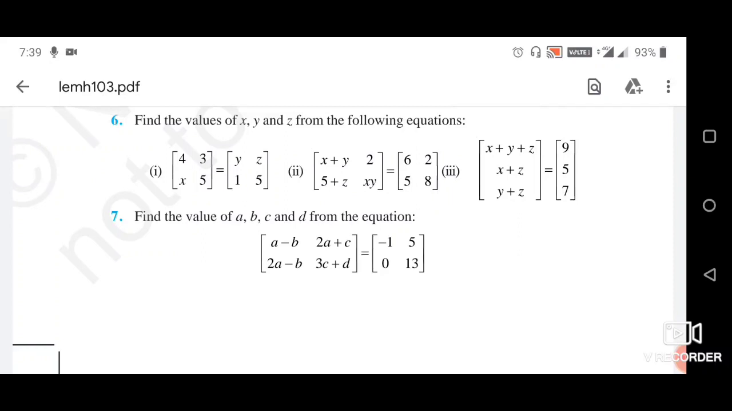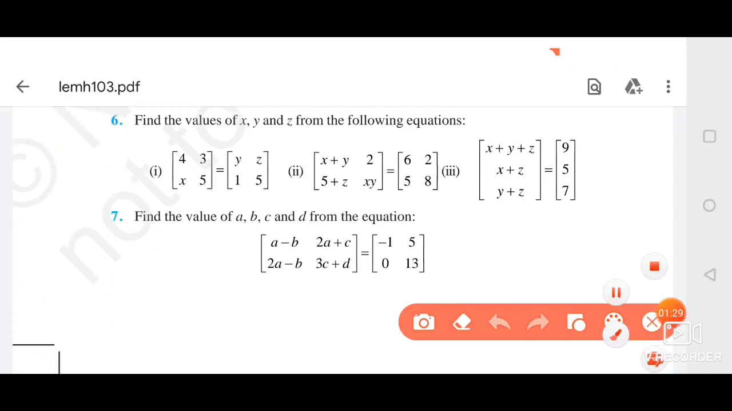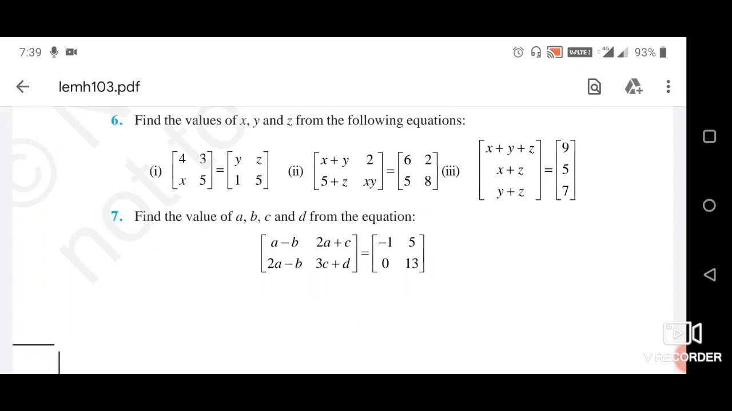That means we have to equate the corresponding elements, where a minus b will be equal to minus 1, 2a plus c will be equal to 5, 2a minus b will be equal to 0, 3c plus d will be equal to 13. So in this way we can find the values of a, b, c and d. These two questions we can do as we have done in example 4 and example 5.